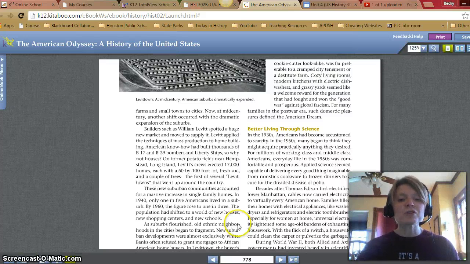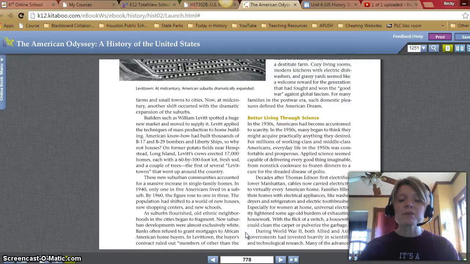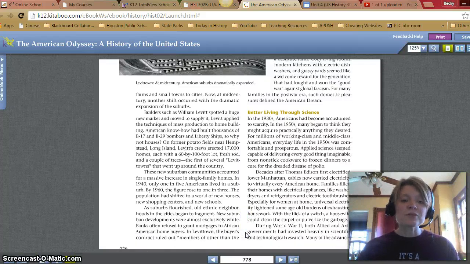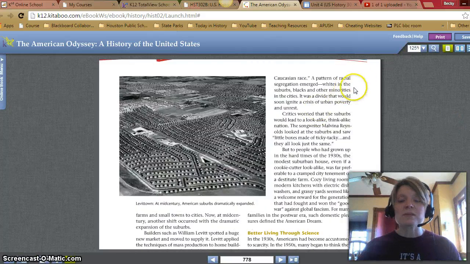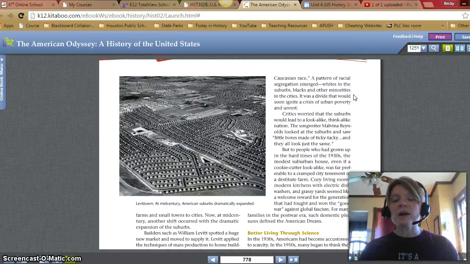As suburbs flourished, old ethnic neighborhoods in the cities began to fragment. New suburban developments were almost exclusively white. Banks often refused to grant mortgages to African American homebuyers. In Levittown, the buyer's contract ruled out members other than the Caucasian race. A pattern of racial segregation emerged: whites in the suburbs, black and other minorities in the cities. It was a divide that would soon ignite a crisis of urban poverty and unrest.